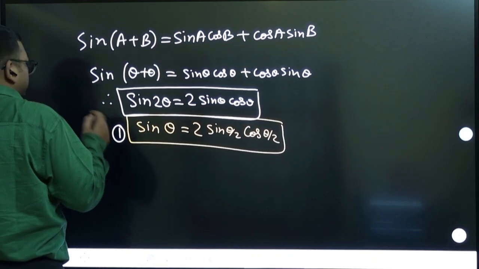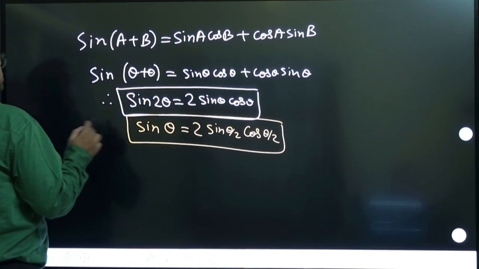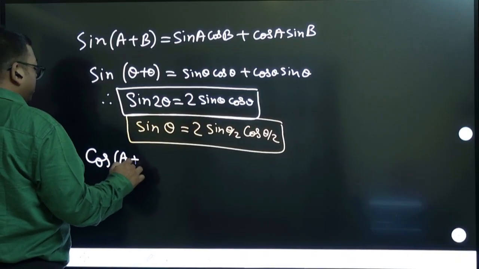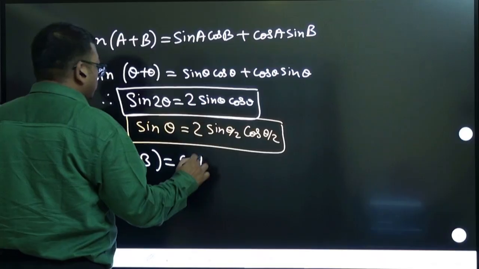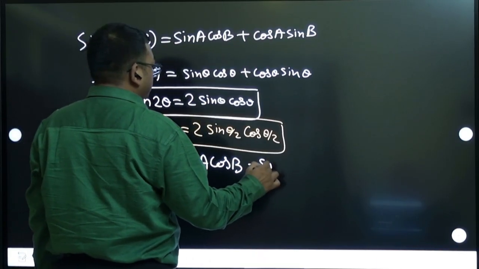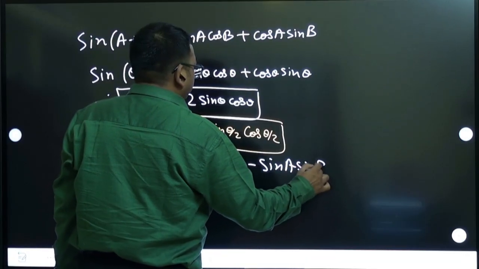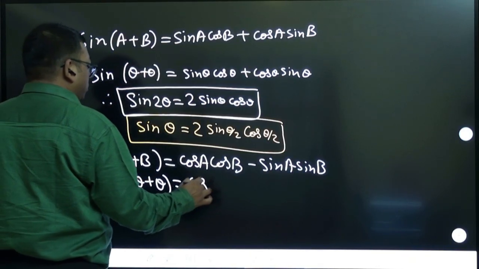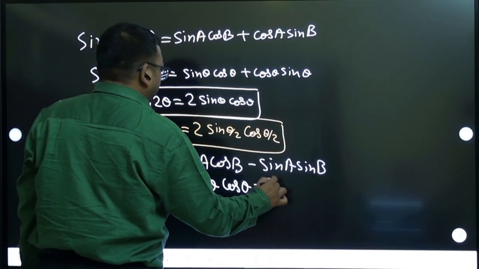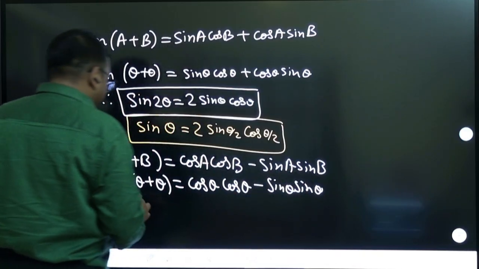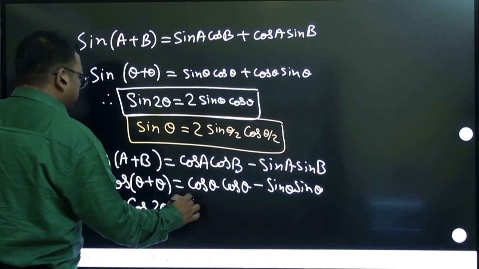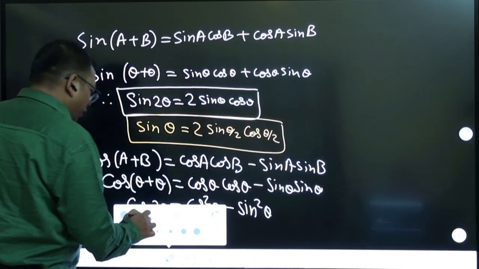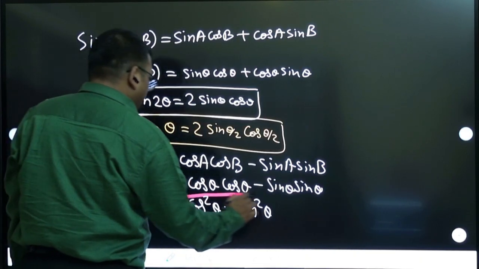Next, let us take the cos 2 theta formula. In the same way, cos A plus B is cos A cos B minus sin A sin B. So here also if I put theta, theta, cos theta plus theta becomes cos theta cos theta minus sin theta sin theta. So cos 2 theta is equal to cos square theta minus sin square theta. That formula is also going to be a nice formula.